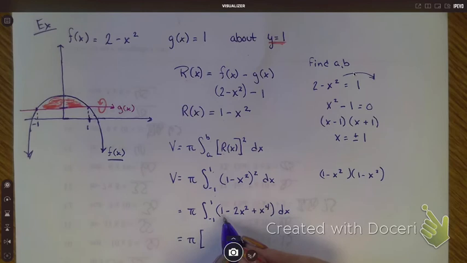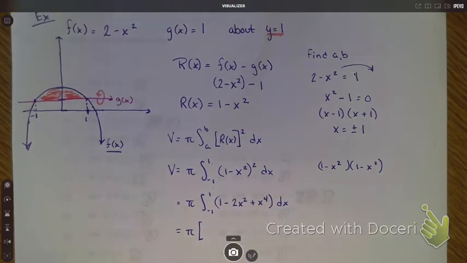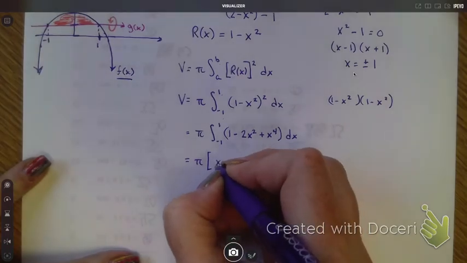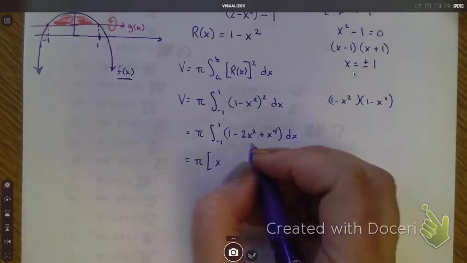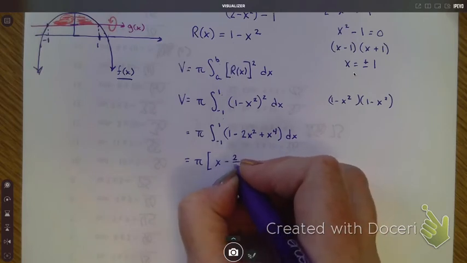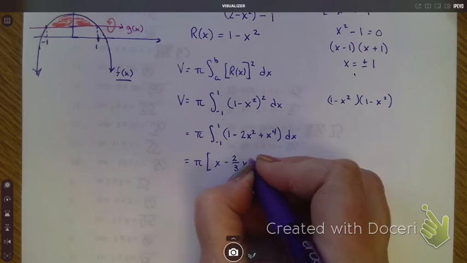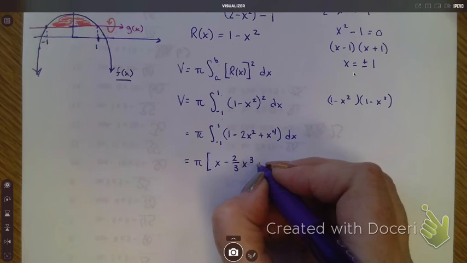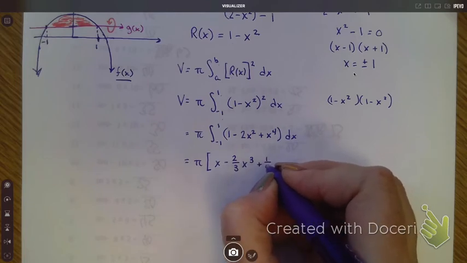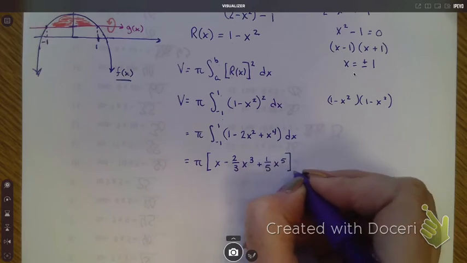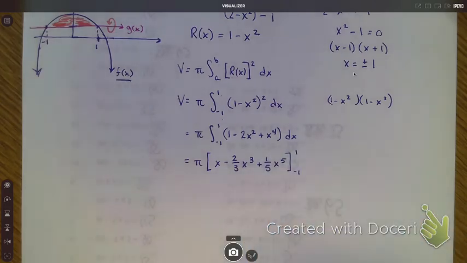And then what's the derivative of 1? Can I move all this up? 1x. I mean, just x. Yeah, just x. And then we'd have what, minus 2/3 x cubed? And then what, plus 1/5? You guys check my work. Did I do that right?